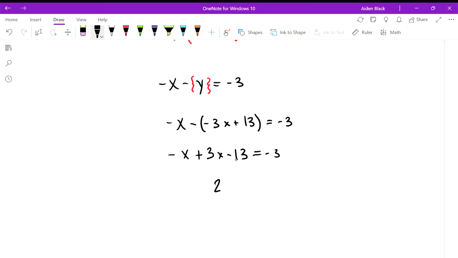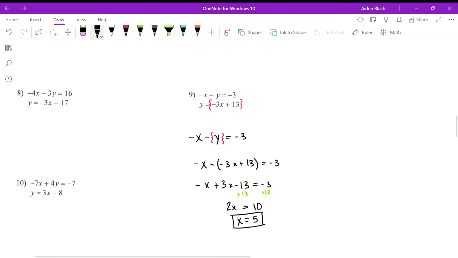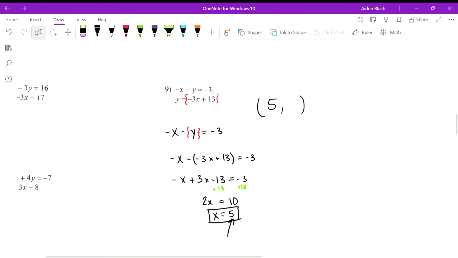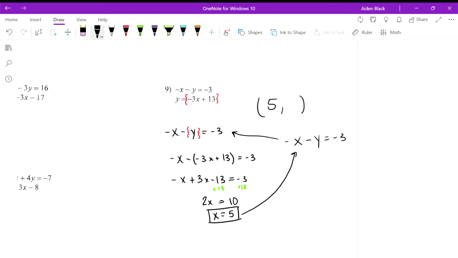Now if I combine like terms, I get 2x, and if I add 13 to both sides, I get 2x equals positive 10, so x equals 5. Now what I can do is say my solution is 5, comma, now I just need to find my y value. But since I know what my x value is, I can rewrite the easier equation, negative x minus y equals negative 3, and plug in 5 for x.